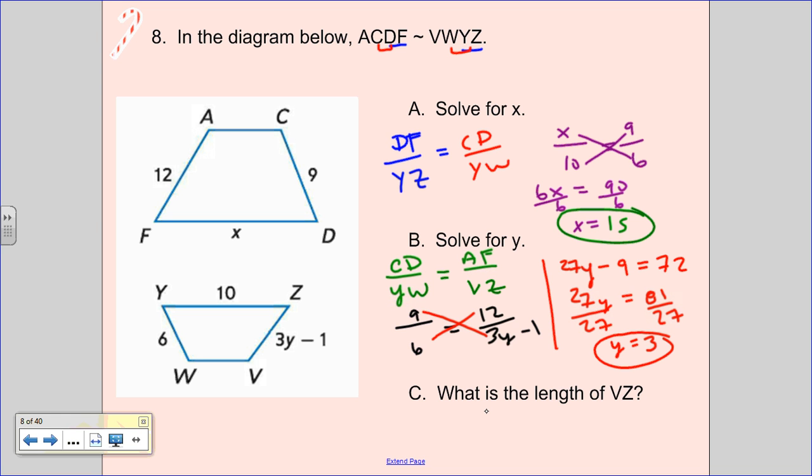Now that you know what y is, we can find the length of VZ by substituting it back in. So that's 3 times 3 minus 1, 9 minus 1, which is 8. And this concludes your notes for today.